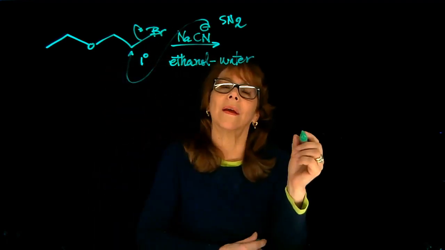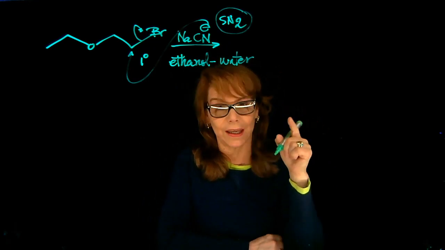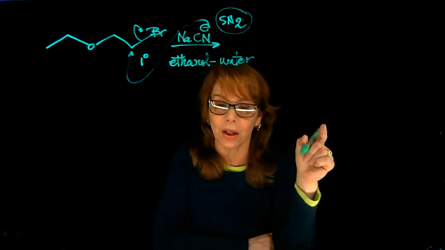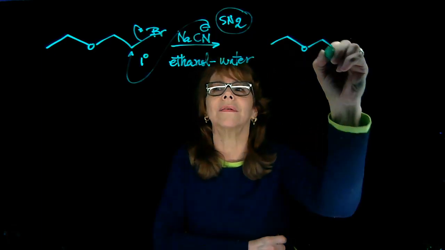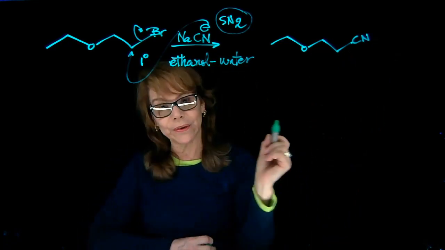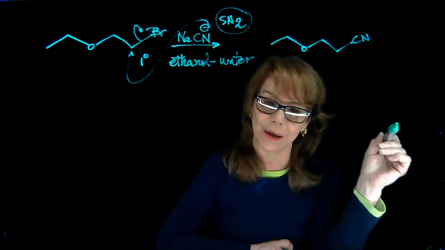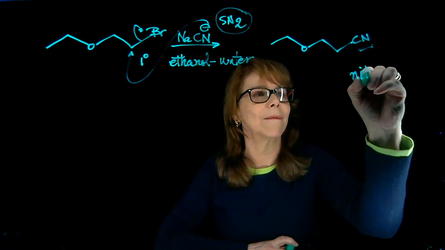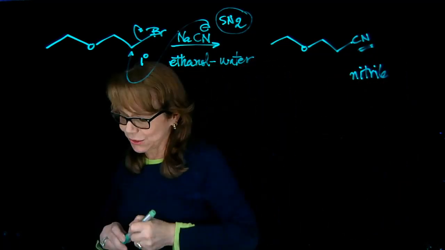Now notice, typically in SN2 reactions, if they happen at a chiral center, the product will have inversion of configuration. However, the center is not chiral, so we will simply draw our product as this. So that is a nitrile. In organic chemistry, we say this is sodium cyanide, but organic compounds with that group, we call those nitriles.